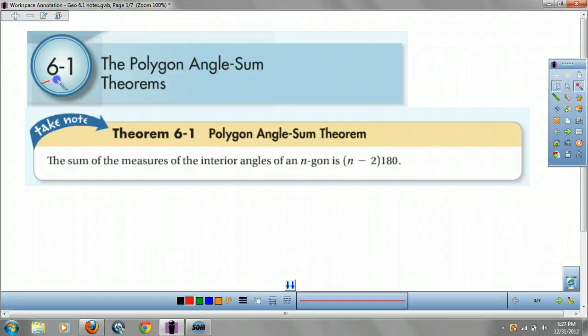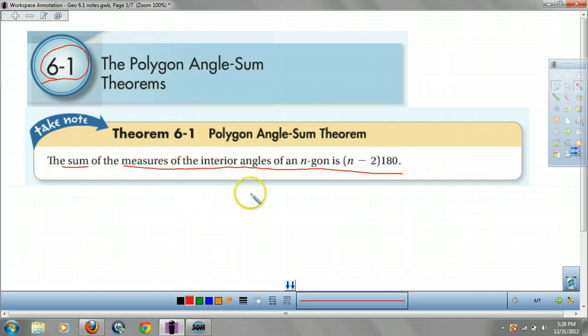We are looking at 6.1 Polygon Angle-Sum Theorems today. Hopefully we can get this through quickly and painlessly. The sum of the measures of interior angles of an n-gon is n minus 2 times 180, where n is the number of sides.